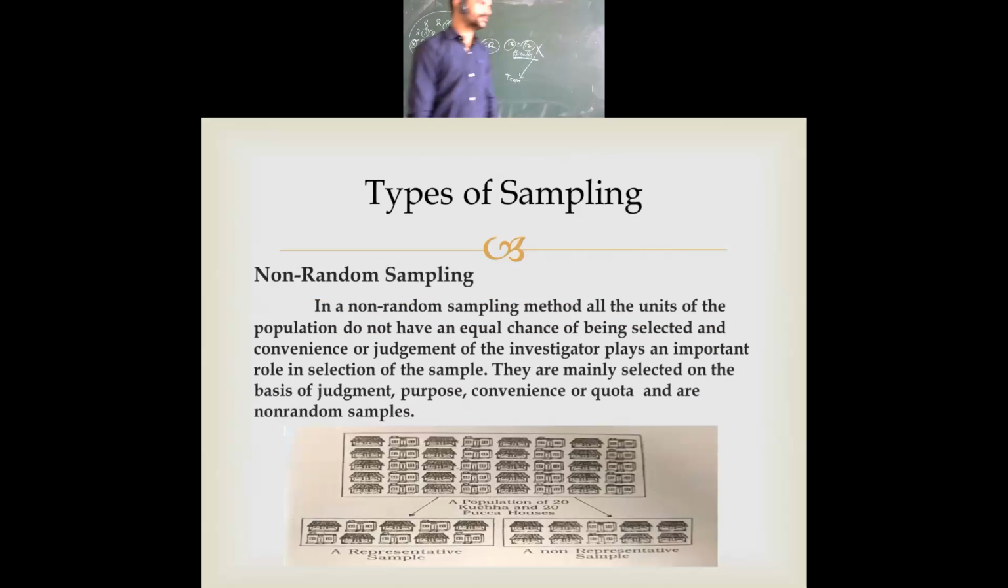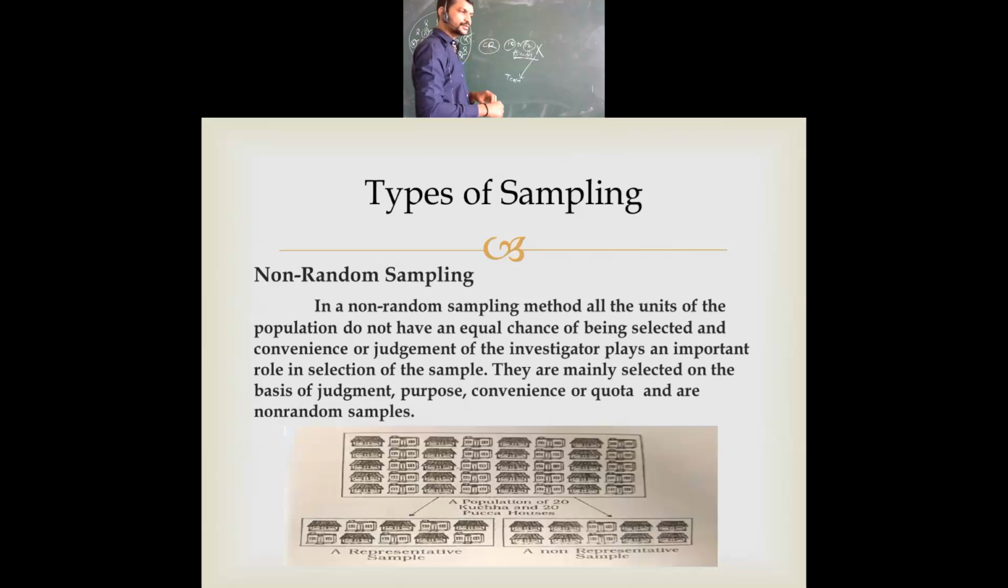Then non-random sampling. I have kept the image the same. Let's see. Now non-random sampling. In a non-random sampling method, all the units of the population do not have equal chances of being selected, and convenience or judgment of the investigator plays an important role in the selection of the sample. That's the same thing I gave as a clear picture about random sampling.